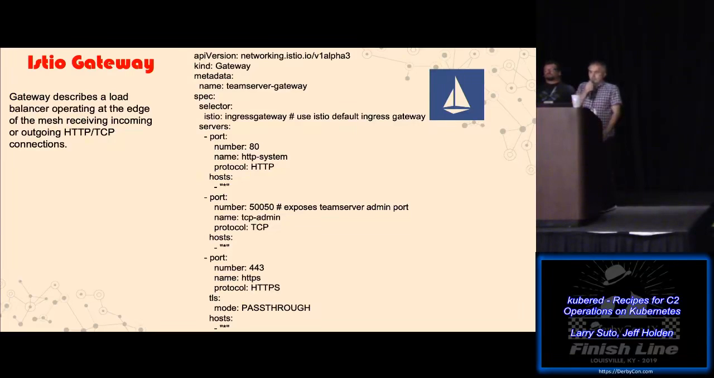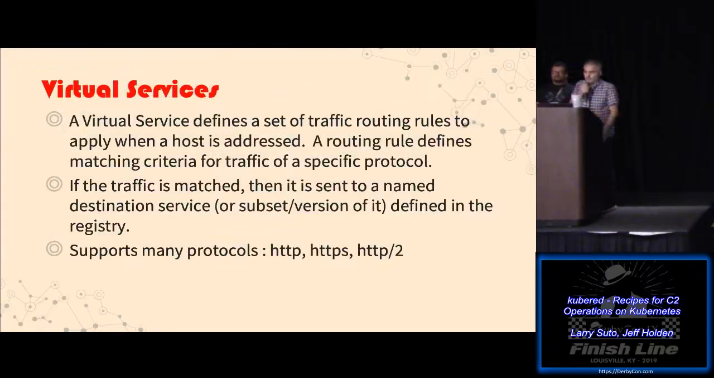We're bringing in port 80, we're bringing in 50050 to do the administration, and then 443 as pass through, if we're doing SSL on this team server for the beacons. The nice thing about it is it's much easier to configure than Nginx ingress, and so I think it's a better way to go. But we're going to support Nginx ingress and Istio service mesh in this project.